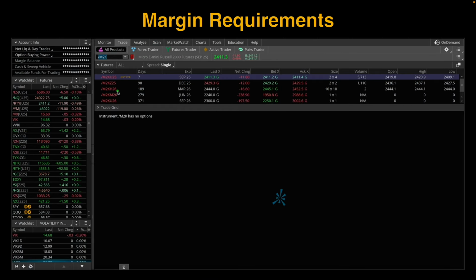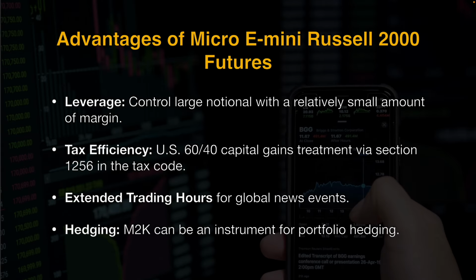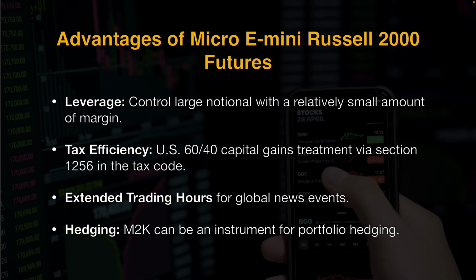Now let's hop into the thinkorswim trading platform here to see what current margin requirements are for one Micro E-mini Russell 2000 futures contract. I have the futures highlighted in the drop-down box here, and we can see that in order to trade one futures contract, we would need to put up $1,199.99. So what are the advantages of trading the Micro E-mini Russell 2000 futures?